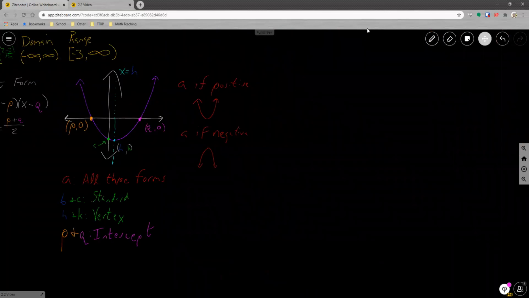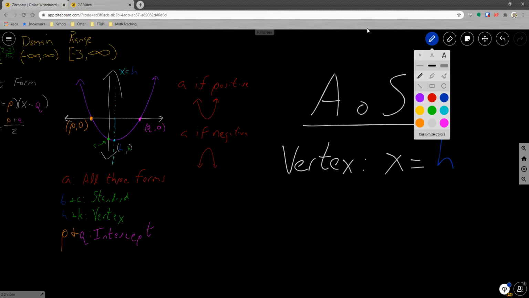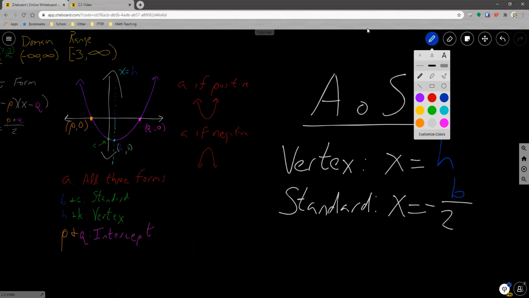And then on top of that, I've got three different axis of symmetry equations. Vertex is the simplest one. It's just x is equal to h. Standard form is the toughest one to remember, but it's still not that bad. It's x is equal to negative b over 2 times a.